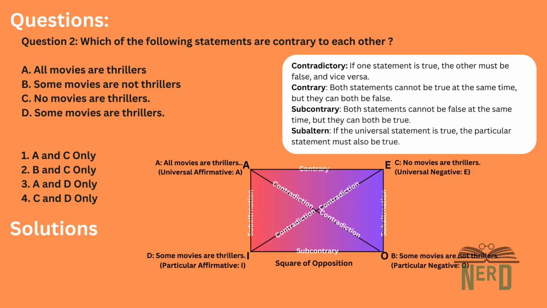Question 2. Which of the following statements are contrary to each other? A. All movies are thrillers. B. Some movies are not thrillers. C. No movies are thrillers. D. Some movies are thrillers.